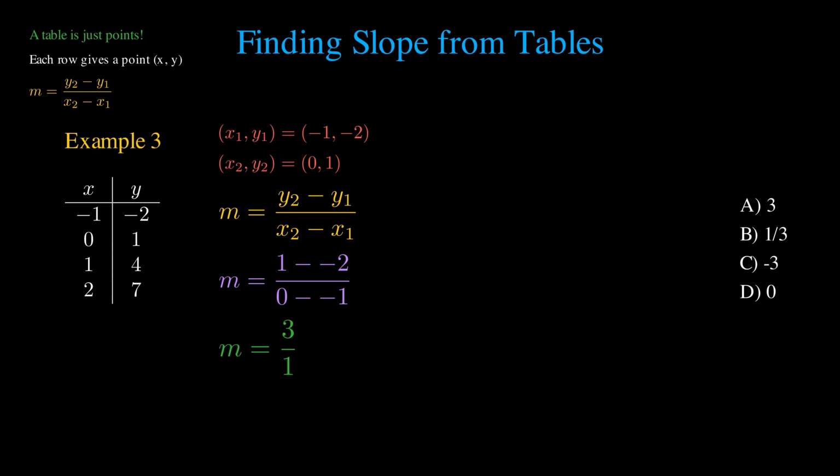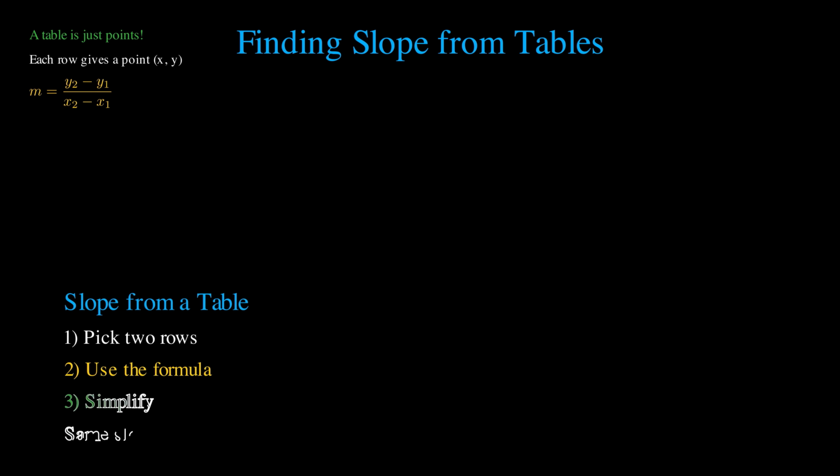The slope stays the same for the whole table. If the slope stays the same each time, the table represents a straight line. You've got it.